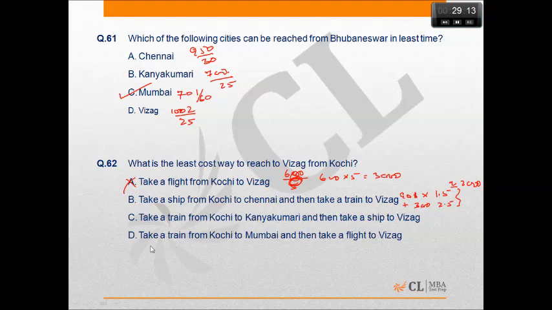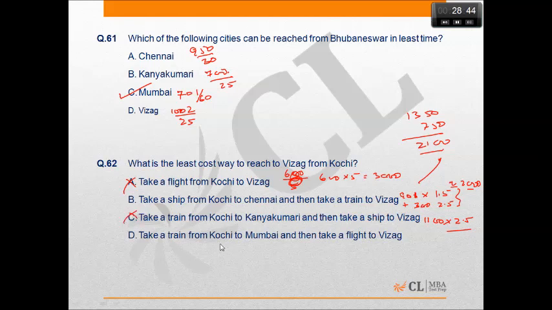Let me take a look at choice C. Kochi to Kanyakumari is 1100. So this becomes 1100 into 2.5. This is already greater than 2000. Let me just check what is the exact value. 900 into 1.5, 1350. And 300 into 2.5, 750. So this is 2100. So this is definitely more than that, so not the answer.